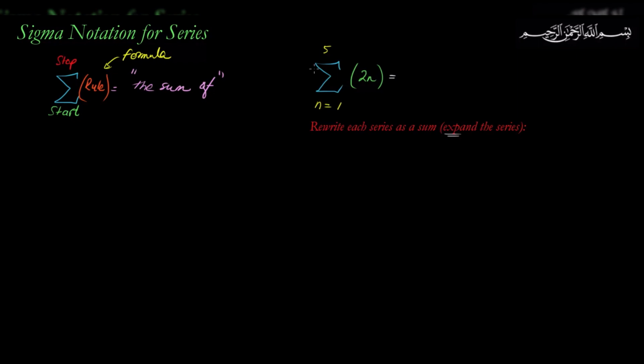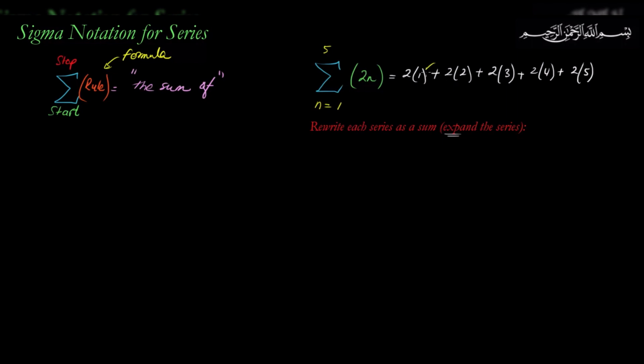So here we go. You would substitute 1 in place of n to get the first term, 2 times the quantity 1. And then to get the second term, you would substitute 2 over here in place of n. So that's 2 times 2. And then the third term would be 2 times 3. The fourth term would be 2 times 4. And the fifth term, the last term, would be 2 times 5.